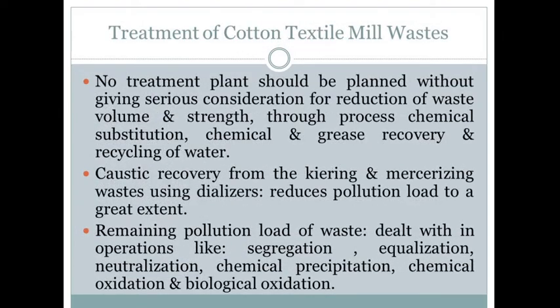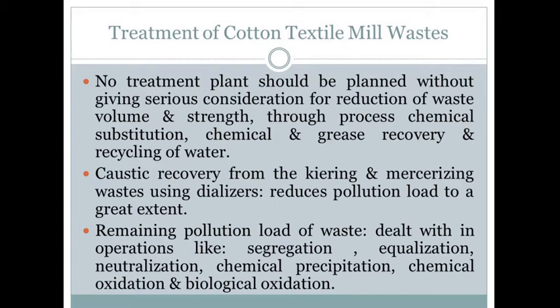The next topic is treatment of cotton textile mill waste. No treatment plant should be planned without giving serious consideration to reduction of waste volume and strength, through process changes, chemical substitution, chemical and grease recovery, and recycling of water. Caustic recovery from the curing and mercerizing waste using a dialyzer reduces the pollution load to a great extent. The remaining pollution load of the waste is dealt with by operations like segregation, equalization, neutralization, chemical precipitation, chemical oxidation, and biological oxidation.